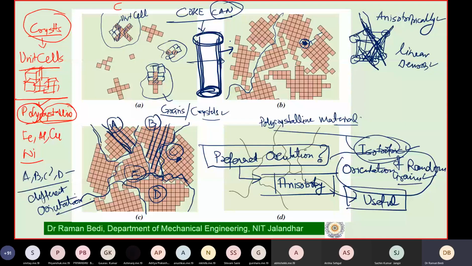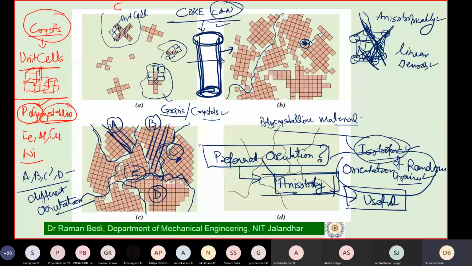To create these Coke cans, the material is given a preferred orientation. And once they do that, this makes possible the making of the soft drink cans or Coke cans, as we can call them. So there are many applications where we actually use this anisotropy, which we create using preferred orientation.